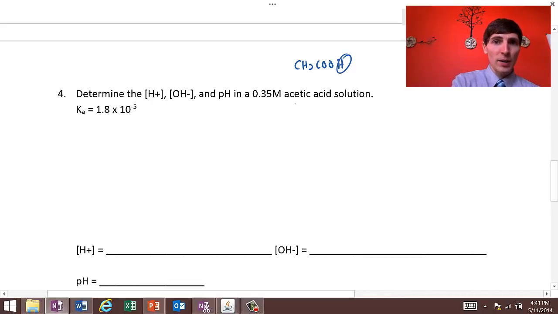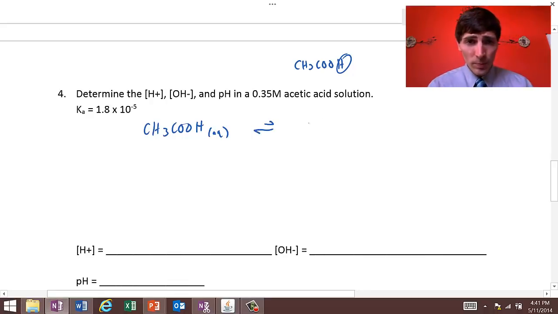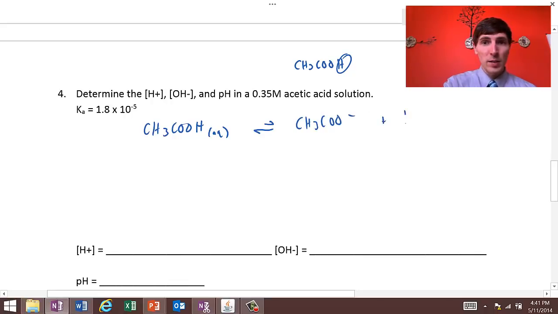And so I'm going to draw my reaction for this taking place, CH3COOH, and that's going to be dissolved in water. And this is going to be a weak acid breaking apart. And so what do I need to do with this thing? I just need to remove an H, because all acids are H plus donors. So CH3COO minus plus H plus. And so these are ions in solution.